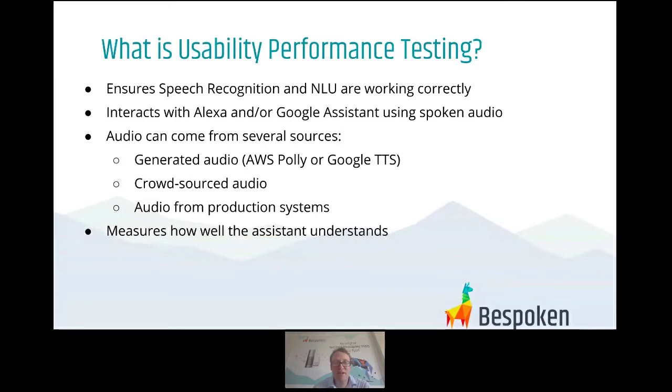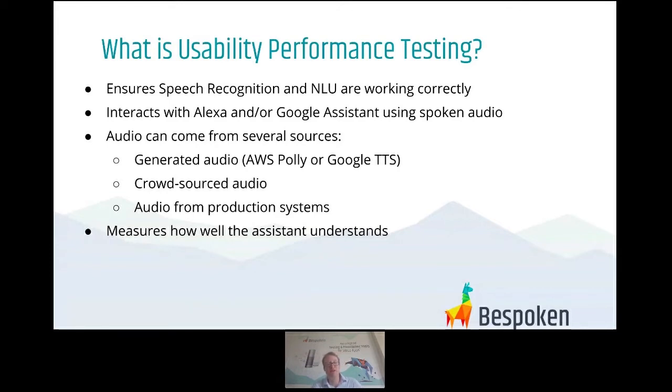We're interacting with Alexa and or Google Assistant using spoken audio, and that audio can come from a few different sources. It can be generated audio. We use AWS Polly or Google TTS, or actually should be and. We use both as part of a single test.